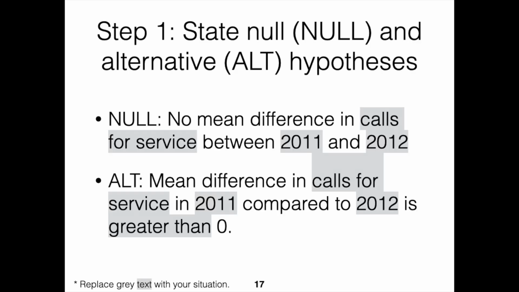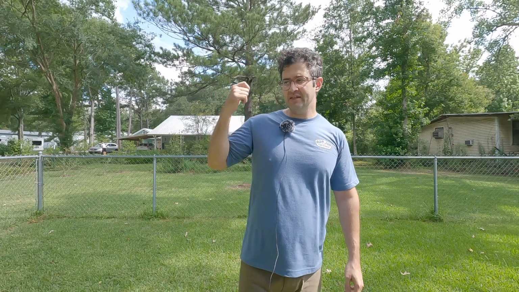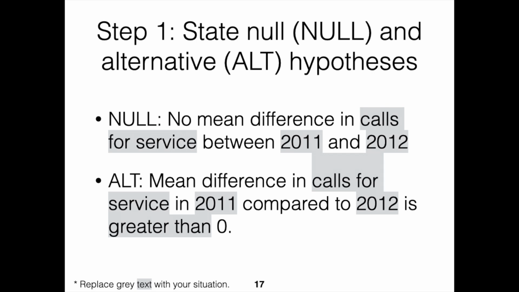For this study of Initiative Laser Point, we have step 1, state the null and the alternative hypothesis. So the null in this situation is that there's no mean difference in calls for service between 2011 and 2012. You can think of this as that doubting scientist hypothesis. There's no difference between the two contexts. And then we have the alternative hypothesis. Here we have that the mean calls for service in 2011 is greater than those observed in 2012.